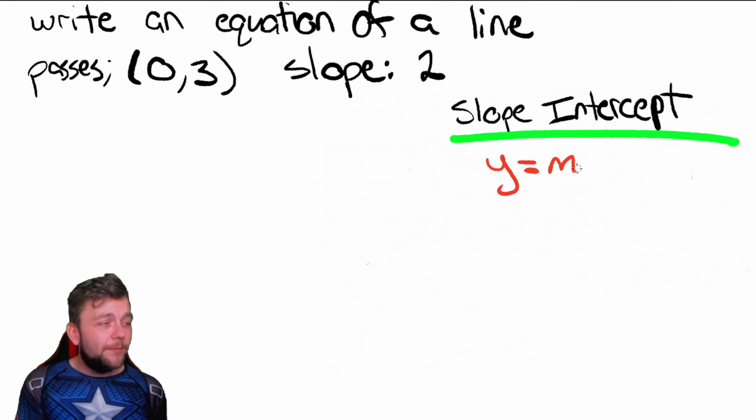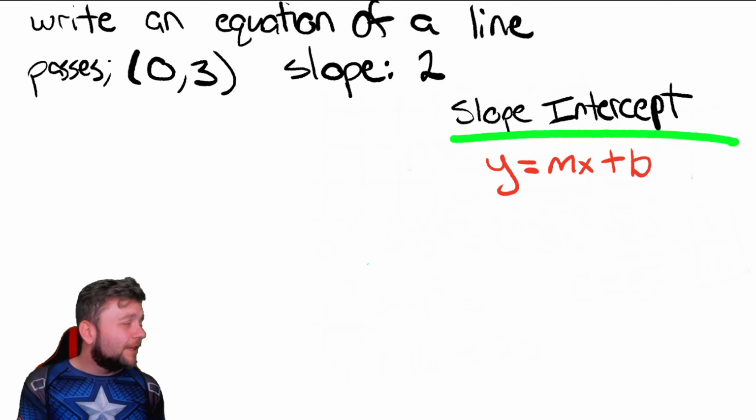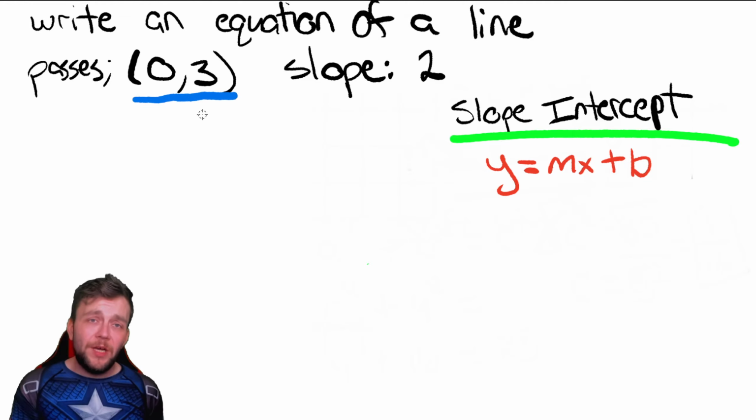That is y equals mx plus b, right? So y equals mx plus b. And then we know that it passes through this point here, 0, 3. What's special about this point? Where is it at? It is on the y-axis.